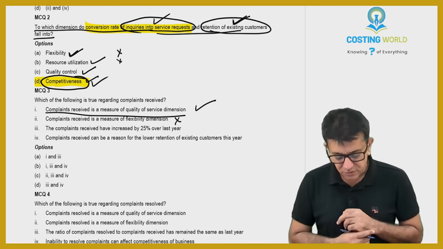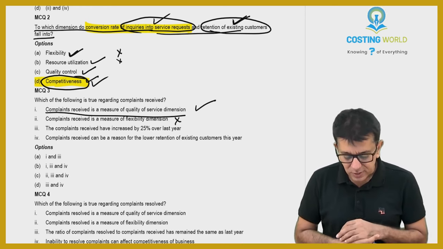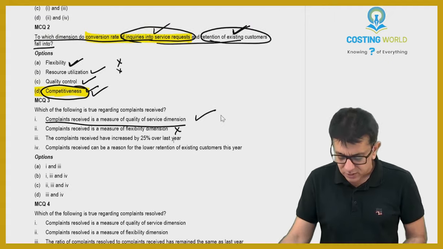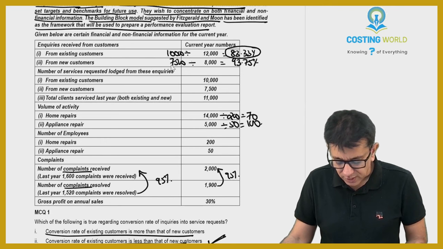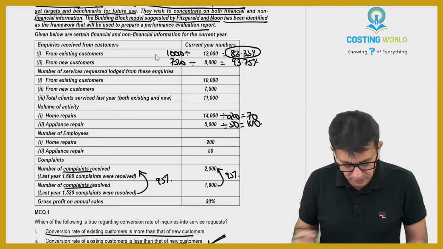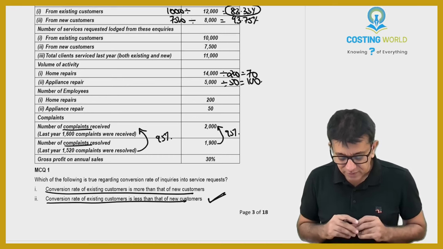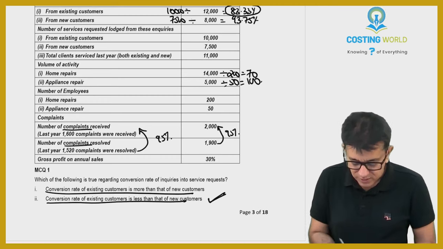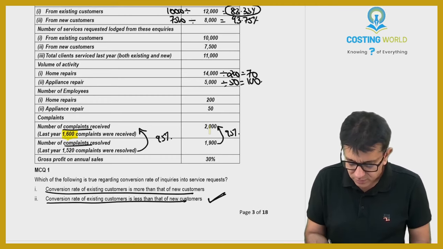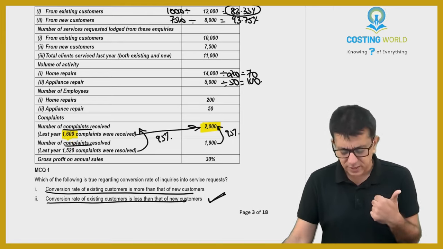Complaints received in this case have increased by 25% over the last year. So let's see that. Complaints received have increased by 25% over the last year. Last year complaints received were 1600. This year they were 2000. 1600 plus 25% will give you 2000. So therefore this line is correct. It makes sense to me.